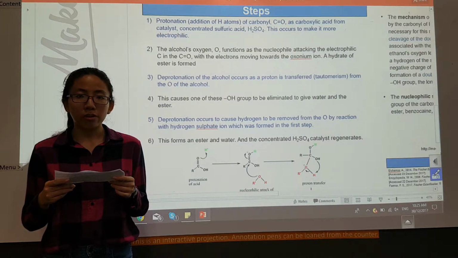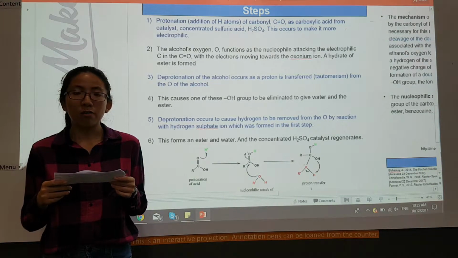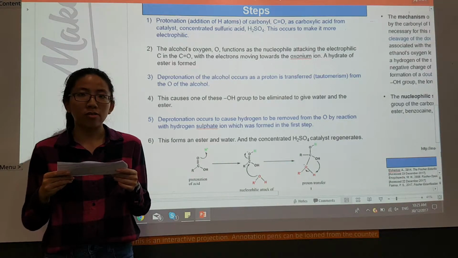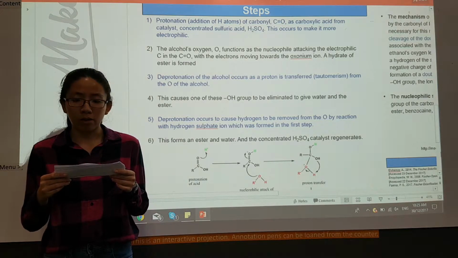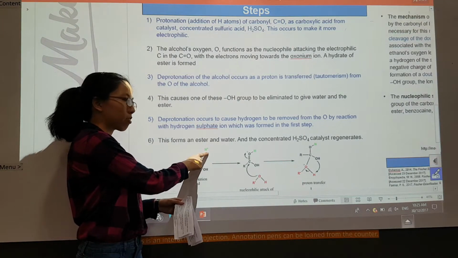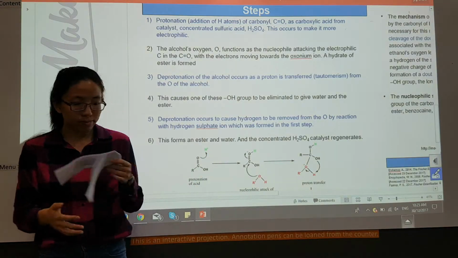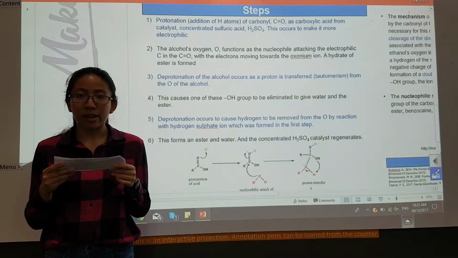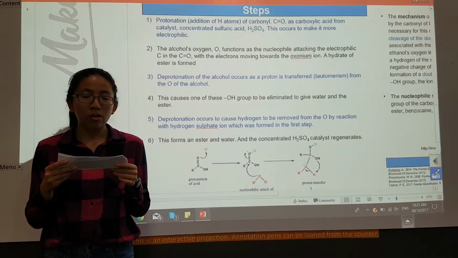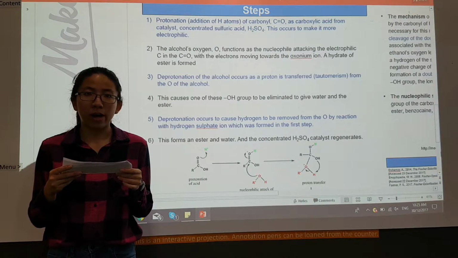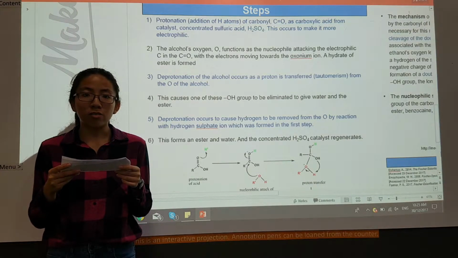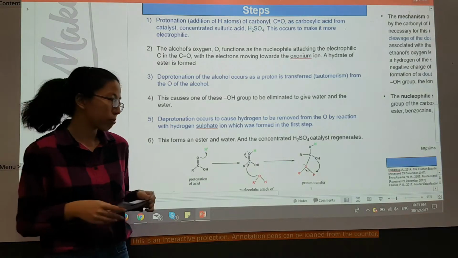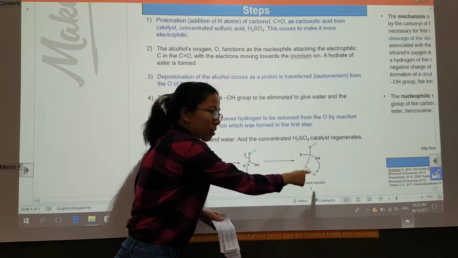Number 1. Protonation. Addition of H+ or protons to the carbonyl occurs as the carboxylic acid takes a proton from the catalyst, concentrated sulfuric acid. This occurs to make it more electrophilic. The one in green is the one taken from the catalyst. Second, the alcohol's oxygen functions as the nucleophile, attacking the electrophilic carbon in the carbonyl with the electrons moving towards the oxonium ion. Oxonium ion is any oxygen cation with 3 covalent bonds. A hydrate of ester is then formed. This is the hydrate of ester.